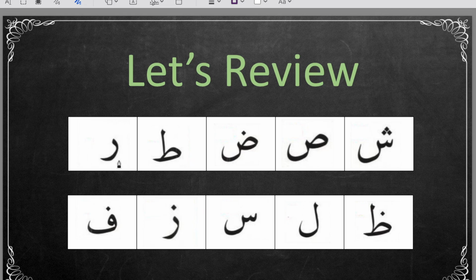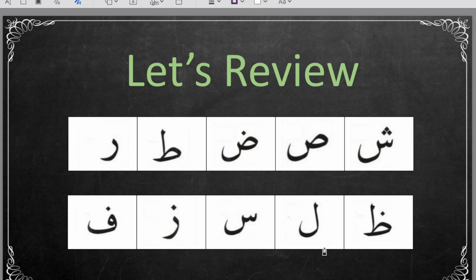The letter Ra is also easy to identify. It will always look like this, even if it's attached to another letter. And the letter Dha is also going to maintain its shape. Doesn't matter if it's coming in the front, in the beginning, in the middle, or at the end of a word. The differentiating factor for the letter Dha from the letter Ta is its dot.